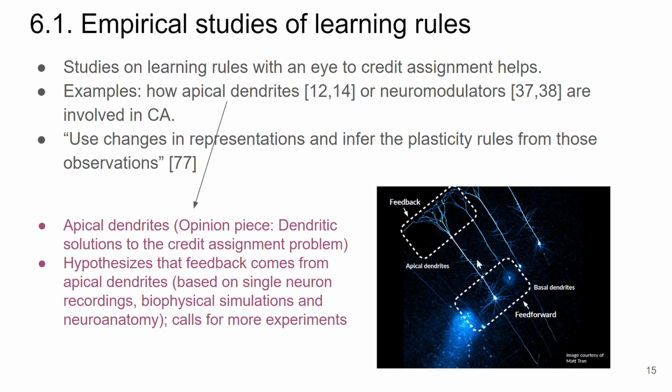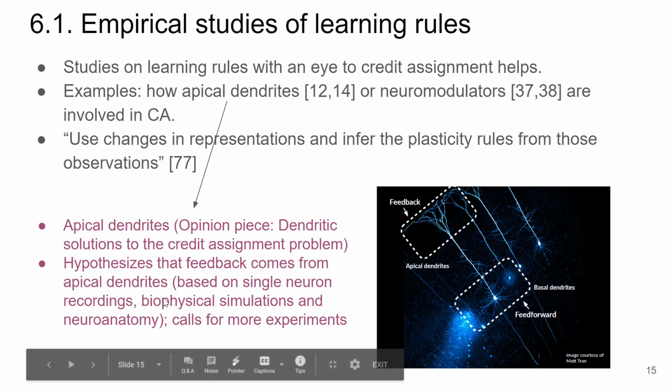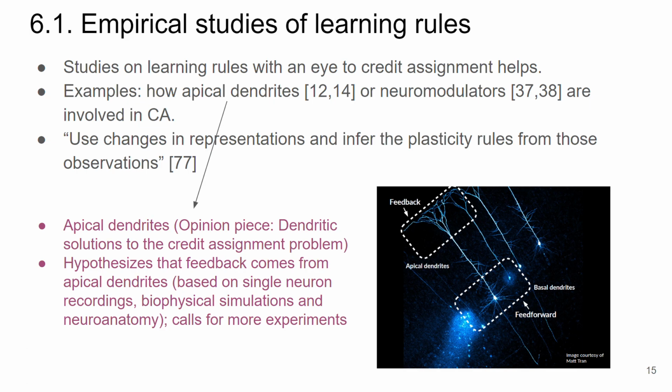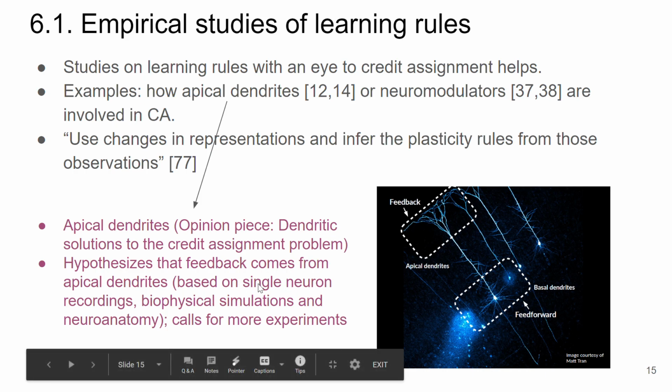And they make a very good argument on how you're getting gradients through this feedback and how this might be helping in credit assignment. So they don't say anything for certain. They say that we need to run more experiments to verify that this is true, and they hypothesize this based on multiple lines of evidence, including single neuron recordings, biophysical simulations, and neuroanatomy.